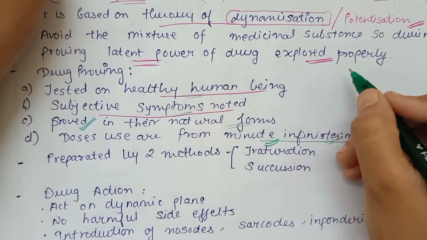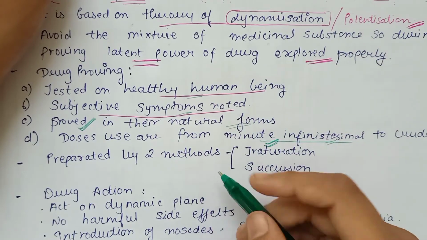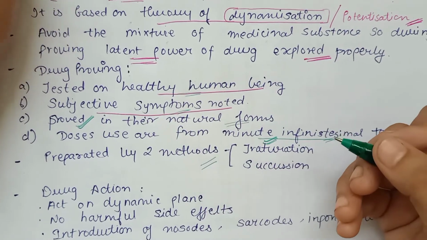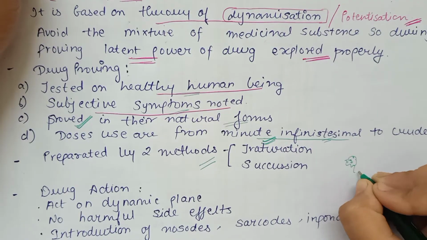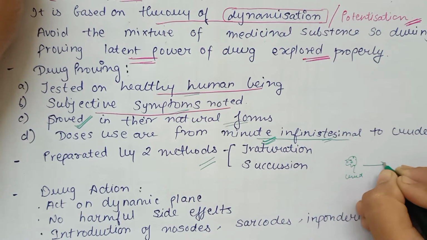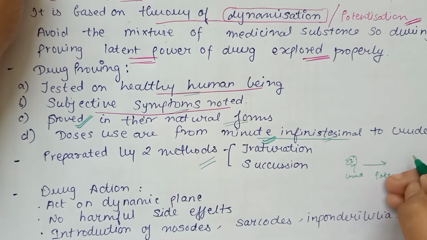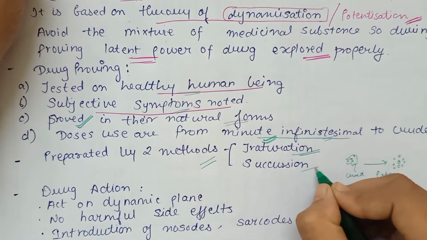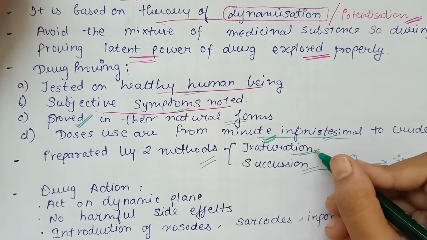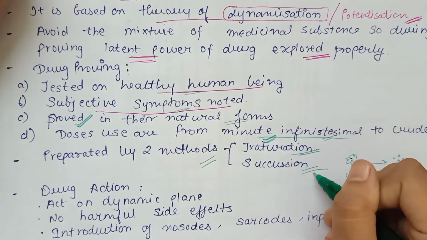What is the preparation, potentization की method क्या है, how do we potentize? Okay, जो एक crude form है उसको हम potentize करते हैं, और potentize करने के बाद उसकी medicines हम बनाते हैं. So उसके लिए क्या दो method हैं, trituration और succussion. Okay, so we do trituration and succussion.